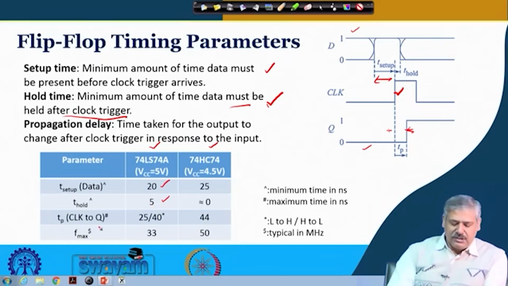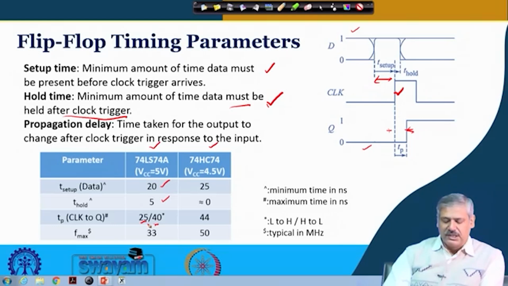And for the propagation delay, low to high is 25 nanoseconds, and high to low is 40 nanoseconds. This is the maximum delay that can happen. And the typical frequency of operation, because of these delays, is 33 megahertz.